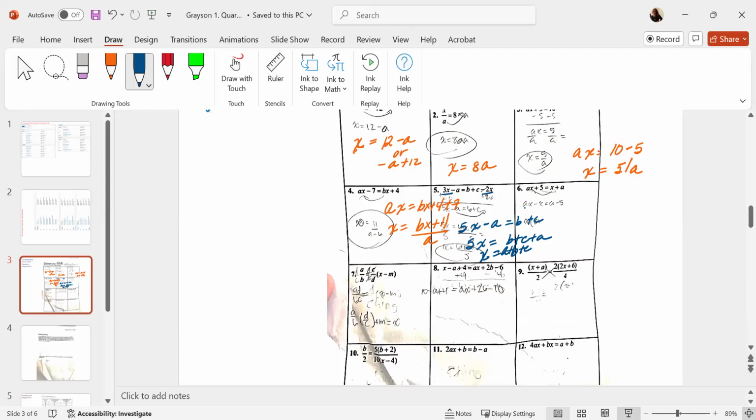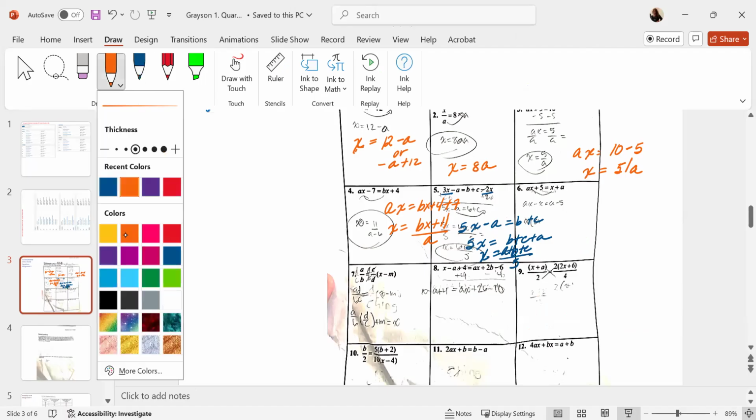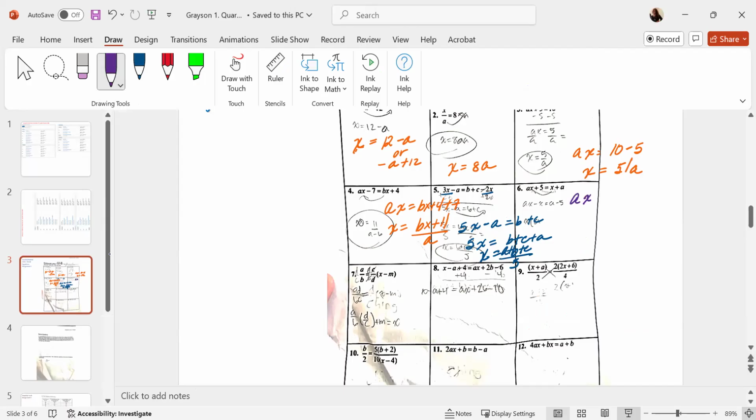X is equal to b over 5. Okay? Then moving to number 6. Actually, this one's a little bit complicated. You're going to have ax. If I move the x over, minus x. Do you see that? Well, actually, I'm going to move that 5 over here.